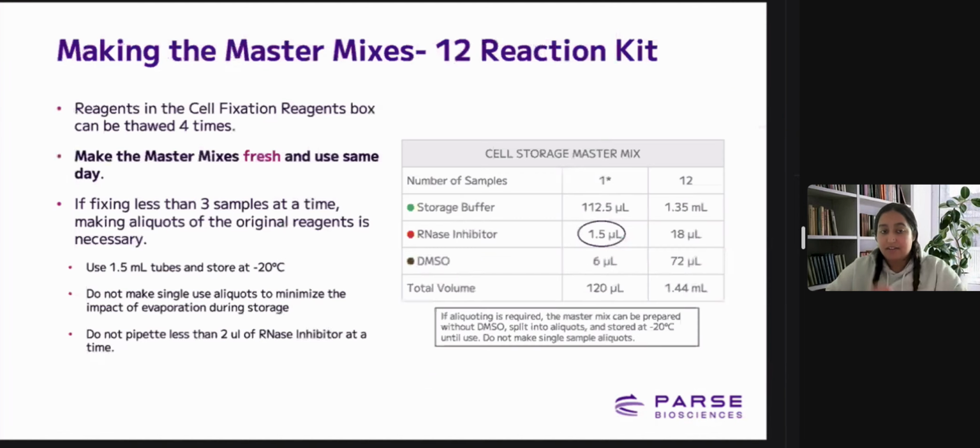The kit itself, the fixation kit, comes ready with 12 reactions, and those bulk reagents can be freeze-thawed up to 4 times. However, to maximize your use, if you wanted to make aliquots of those bulk reagents, there's instructions in the user guide to do that, so you can maximize the amount of times that you would freeze-thaw them. But the master mix, each day that you're going to be fixing, you would make that master mix fresh and use it that same day. So if you wanted to create aliquots of the bulk reagents, please feel free. But if you're using those reagents in the box, they can be freeze-thawed up to 4 times.